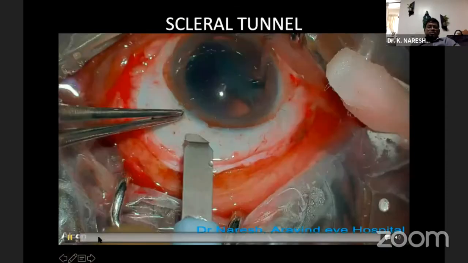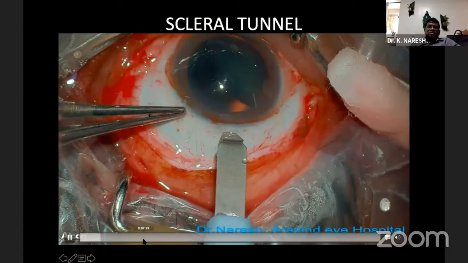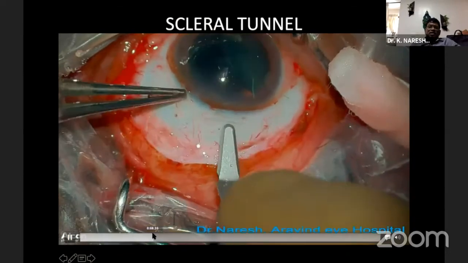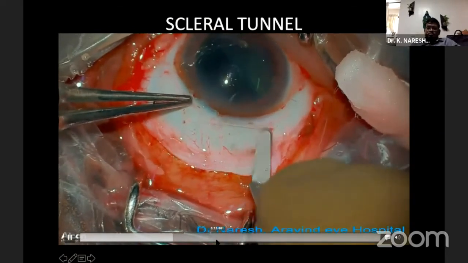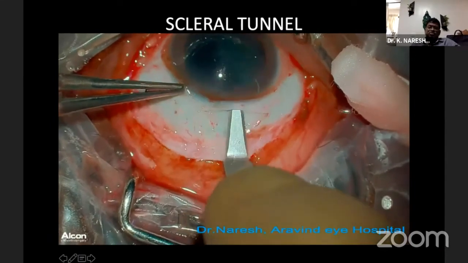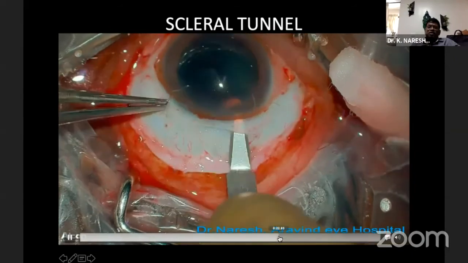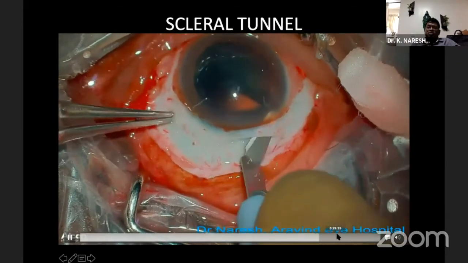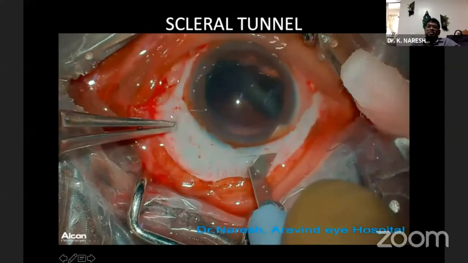After that, this is the usual scleral tunnel for a subluxated lens. And if it is going to be your foldable lens, you can go for a clear corneal incision where you can use an injector to inject your IOL. But here I am going to use a full, rigid 3-piece PMMA lens.